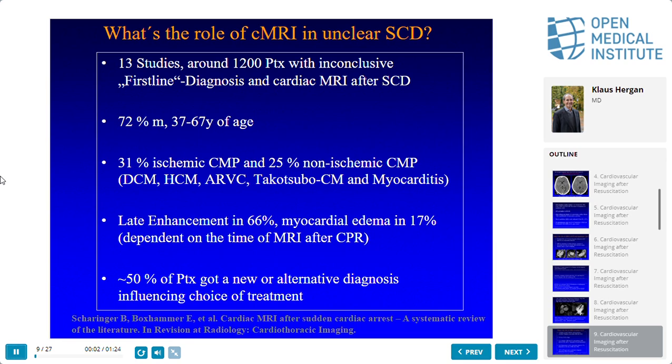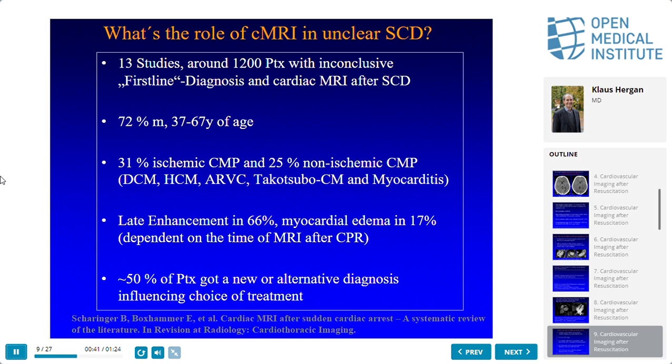This is our own study done by Dr. Scharinger. It's under revision in Radiology: Cardiothoracic Imaging, and we collected the 13 studies which used MRI and CT with around 1,200 patients. Most of them are male patients, and we found 31% ischemic cardiomyopathy and 25% non-ischemic cardiomyopathies. So in more than 50% we found something that the clinicians didn't know about.